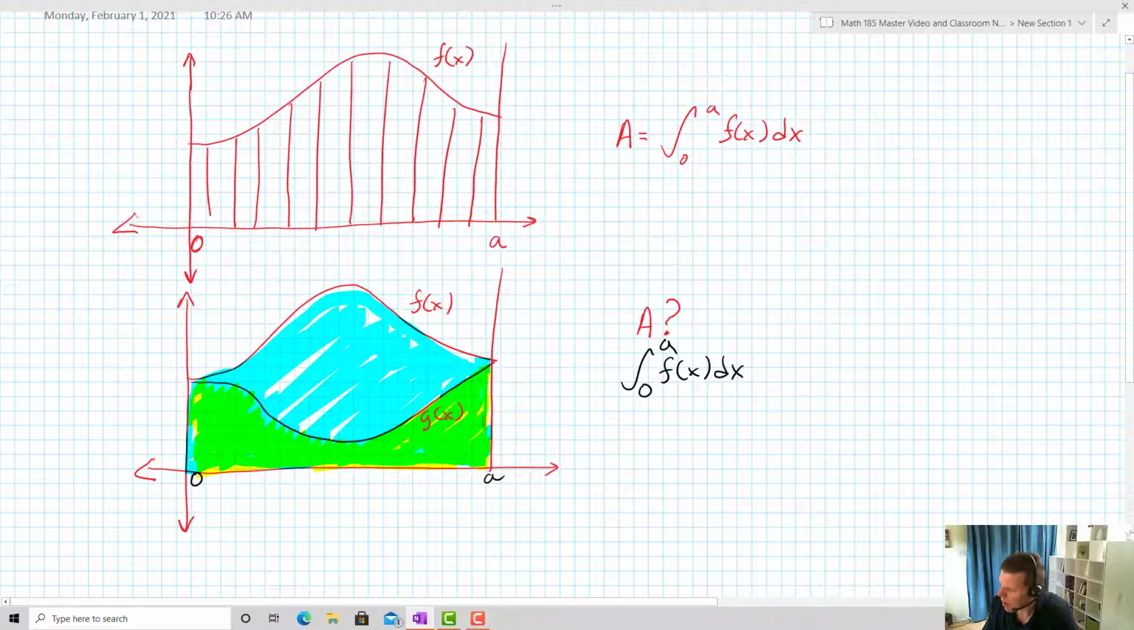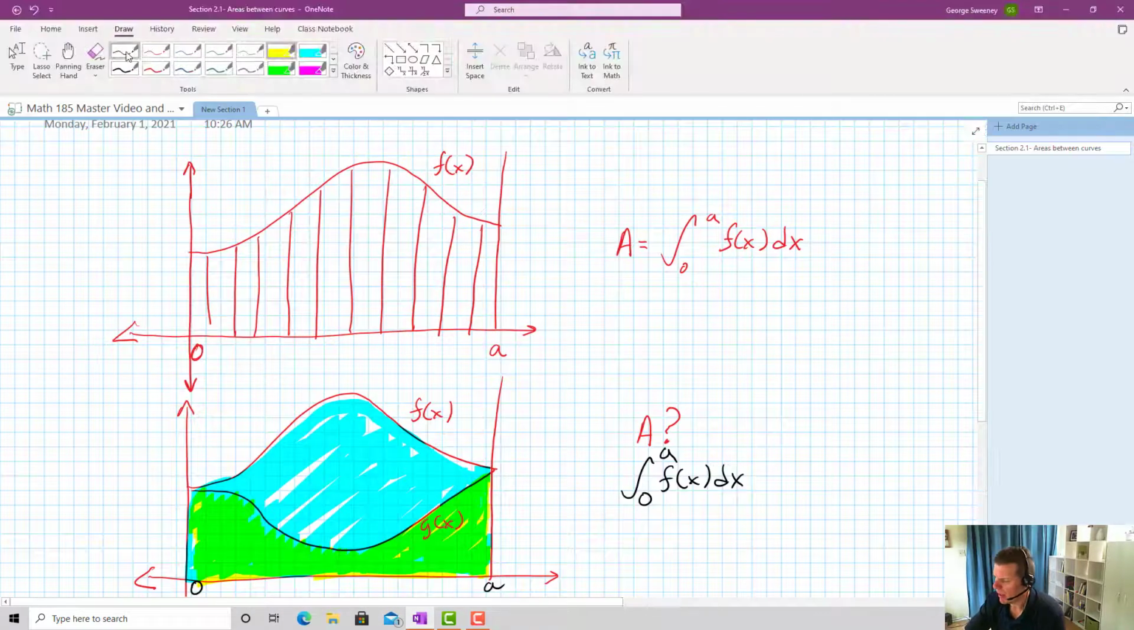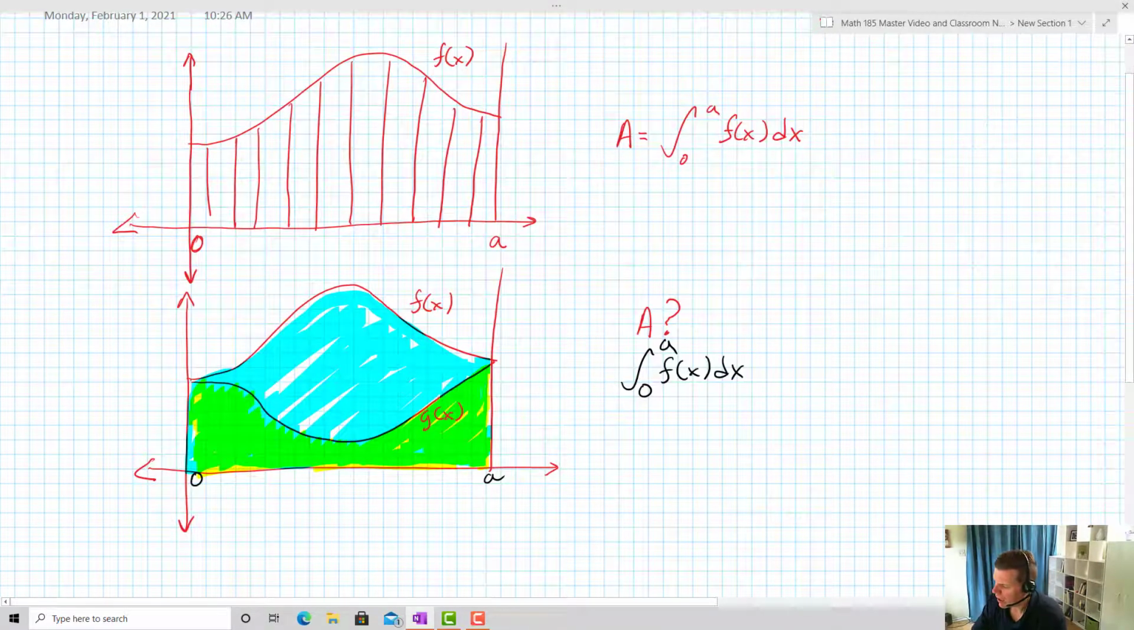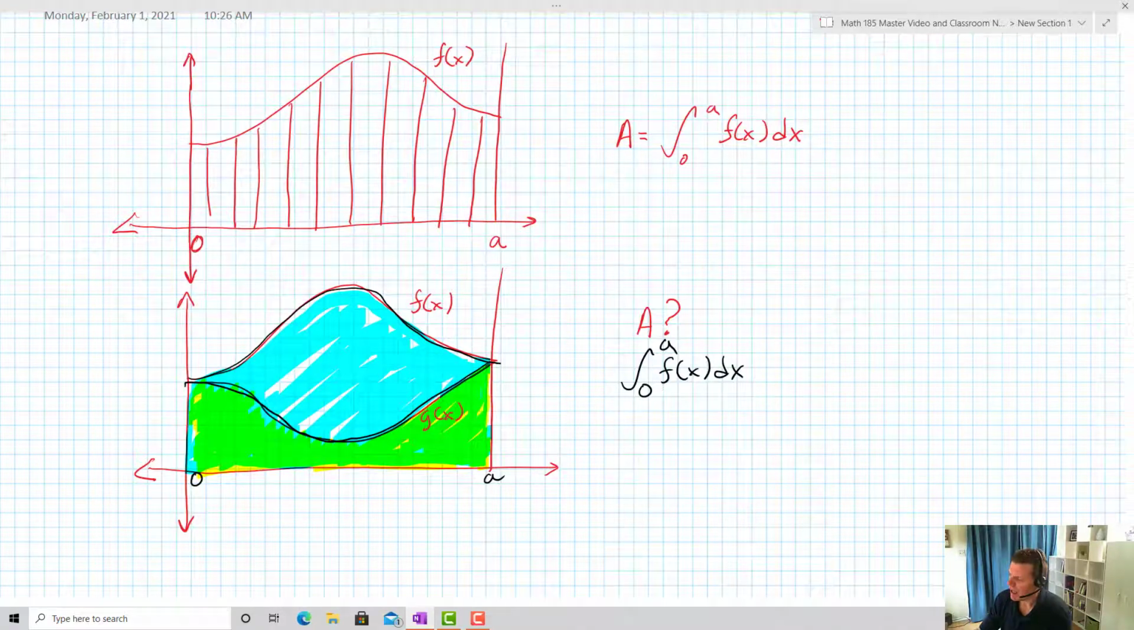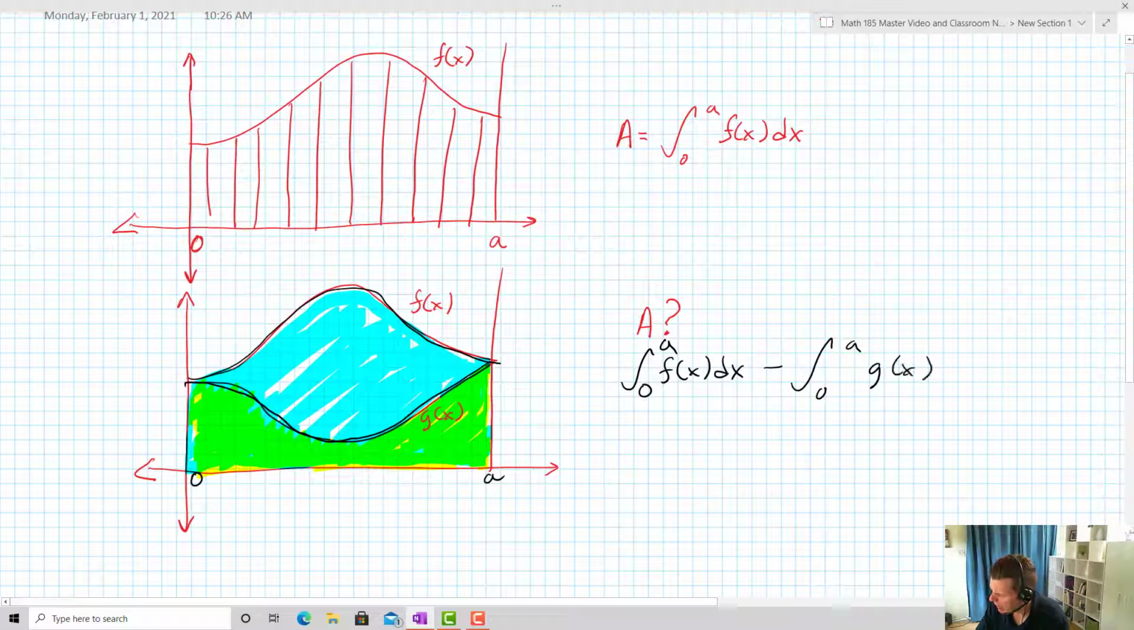Now the area that we want is just the area that's still blue. Remember that? That's just the blue area. So we want to think about what's the most obvious way to think about this area. We're going to take this big area for f and cut out the area for g, and what's left over is going to be the area that we want. So this is going to be the integral from 0 to a of f of x dx minus the integral from 0 to a of g of x dx.